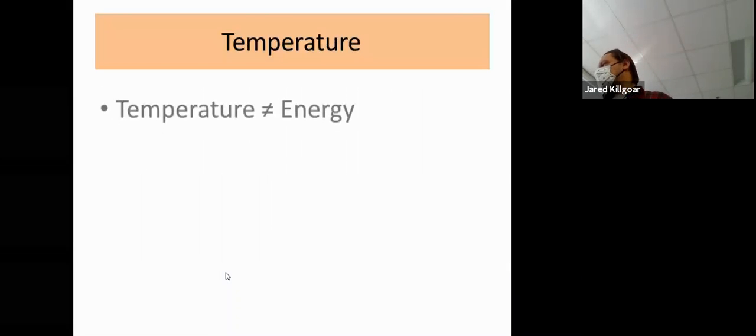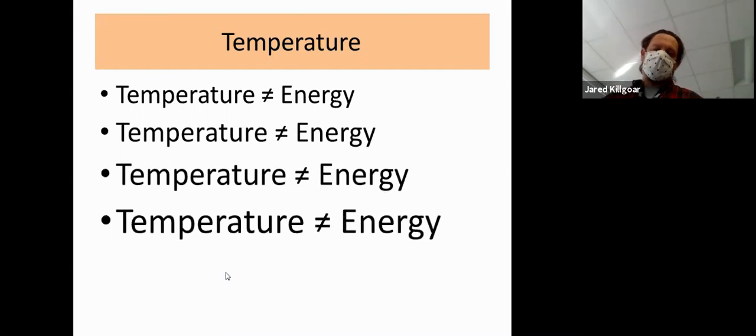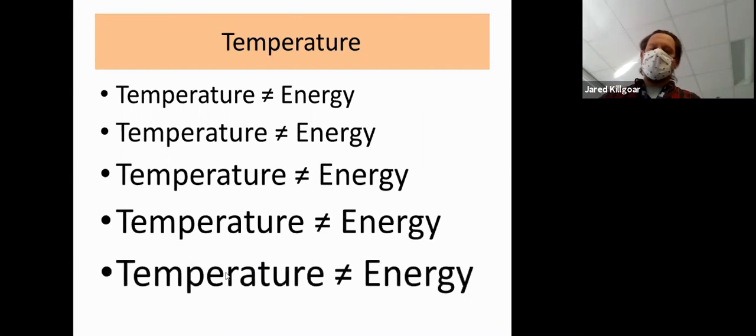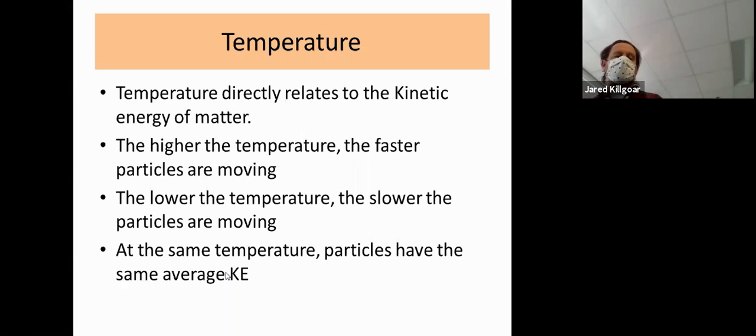All right. So temperature is not energy. So is temperature energy, guys? No, temperature and energy are different things, okay? So I like to think about it: temperature is a direct measure of kinetic energy. So the higher the temperature, the faster the particles are moving on average. The lower the temperature, the slower they are moving on average. And a big idea: at the same temperature, particles have the same average kinetic energy.